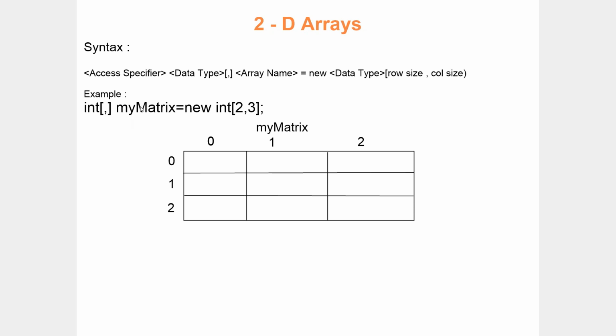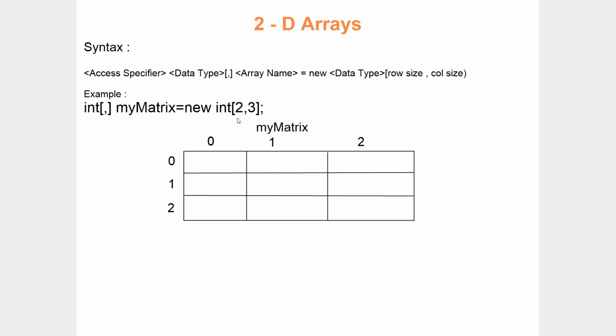Next, array name. I'm just giving it as my matrix. You can give any name according to your standards, your project standards. Is equal to new data type, that is int of, here we'll have to specify the size of each and every dimension. As I said, here you need to specify the size of two different dimensions, so row and column.